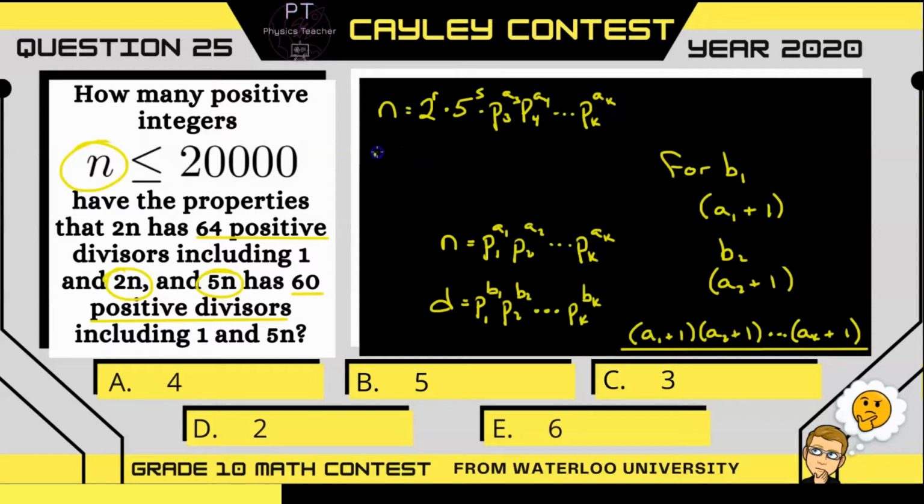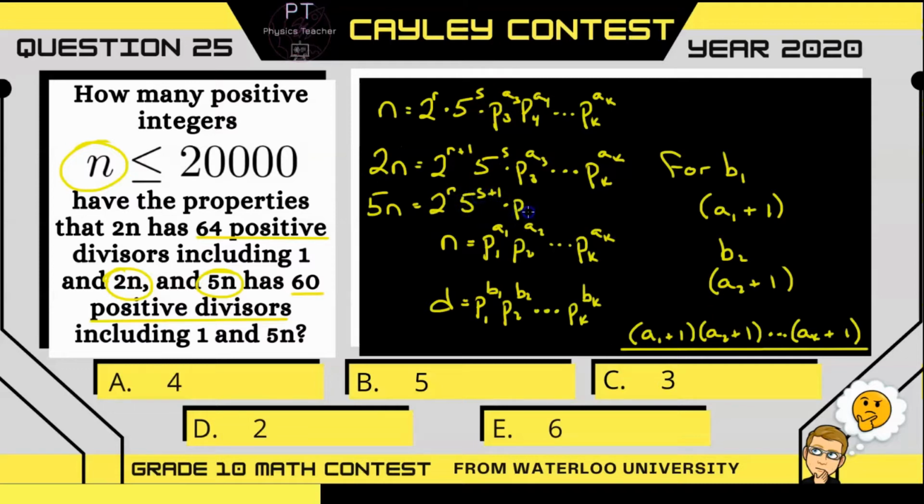Now what this means is that 2n would have the following factorization. Since it's just twice n, it would be 2 to the r plus 1, and then the rest would be the same: 5 to the s times p3 to the a3, and so on, all the way up to pk to the ak. Now the same goes with 5n. It's going to be the same as n, except the exponent for 5 is going to be 1 more. So we have 2 to the r times 5 to the s plus 1 times p3 to the a3, and so on, all the way up to pk to the ak.